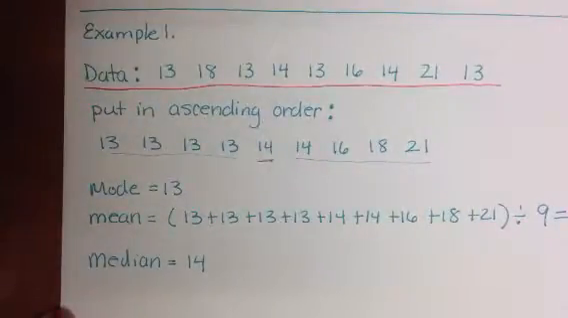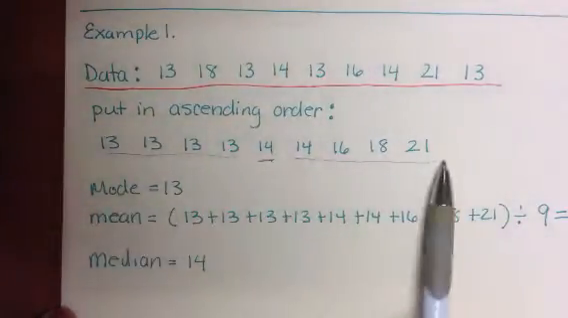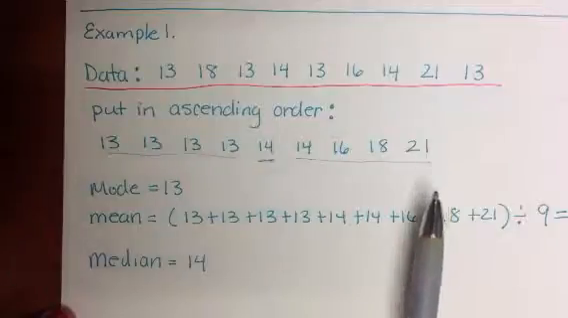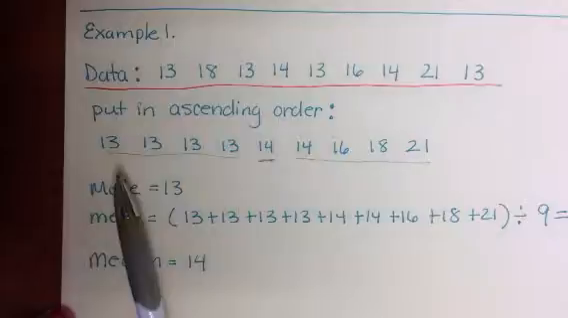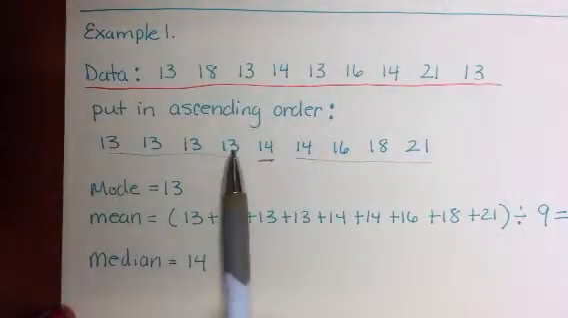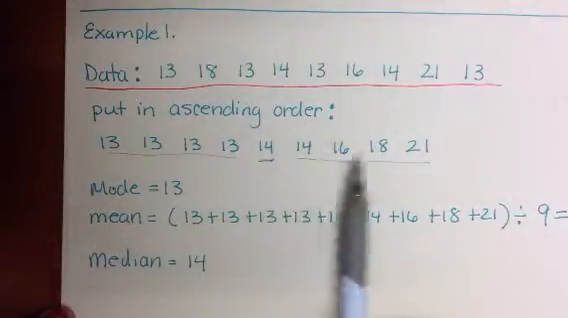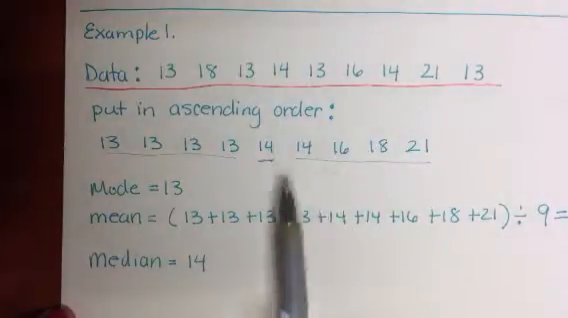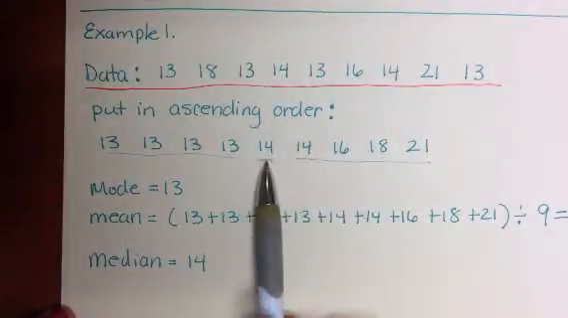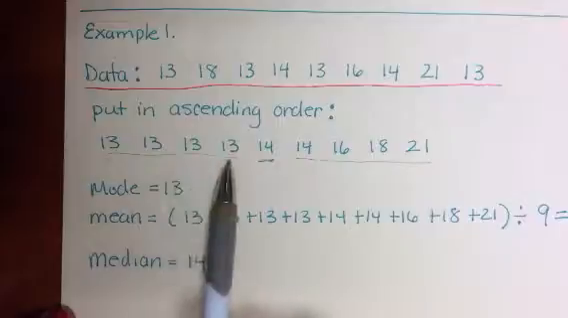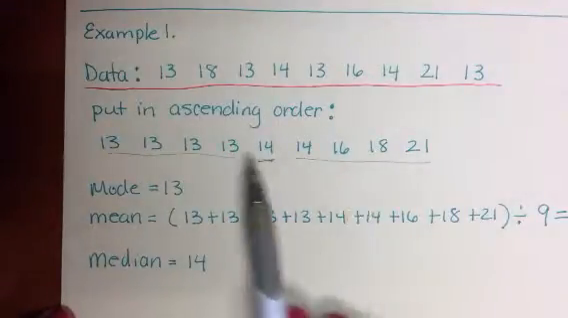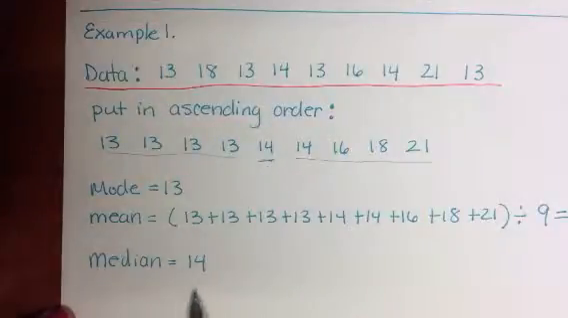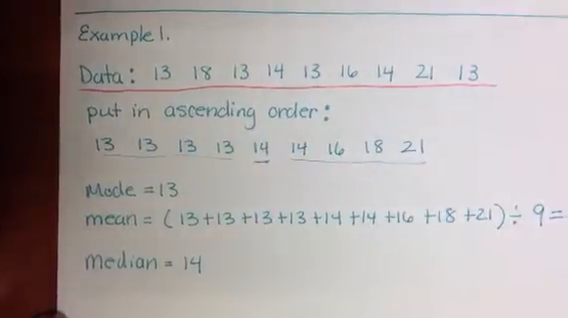To find the median, now that it's in ascending order from smallest to largest, I can look for my center value. Because this is an odd number of values, I have 4, then I have 1, and then I have 4 more. That's a total of 9 values. There will be a center value where I have the same number of values on each side. There's 4 on this side, 4 on this side. So my center value is 14. That's my median.